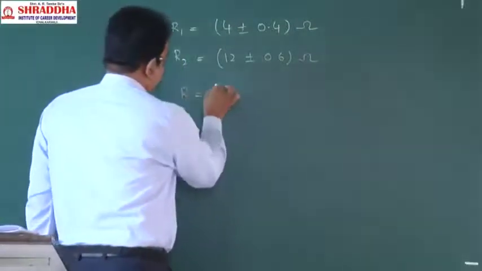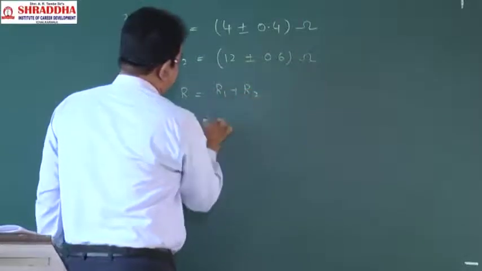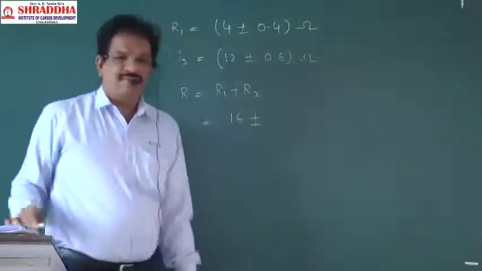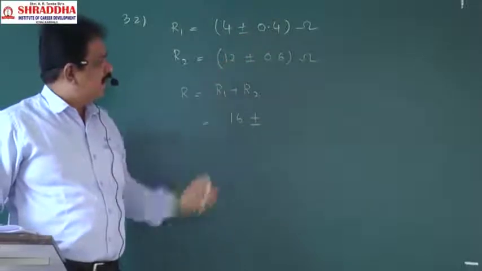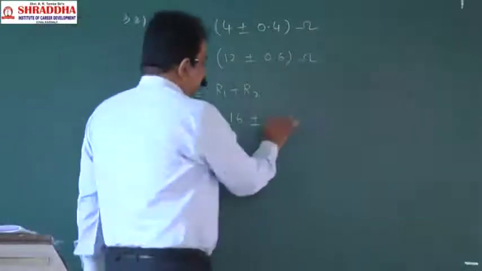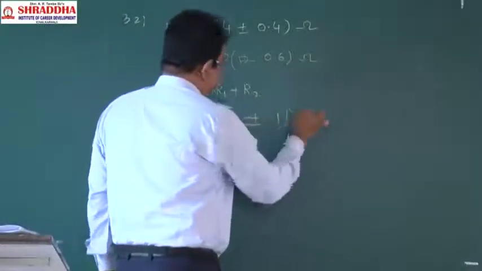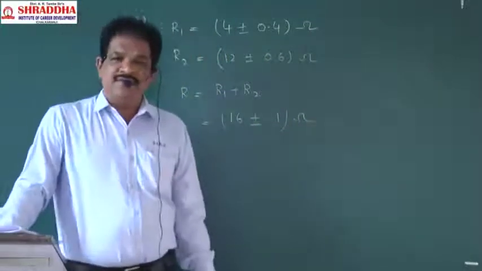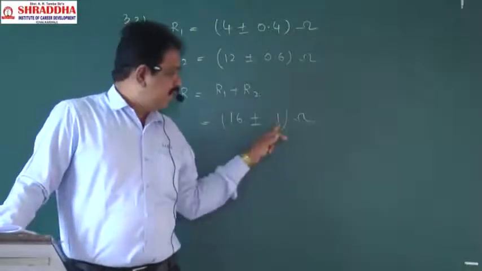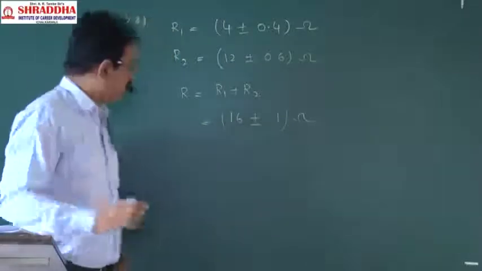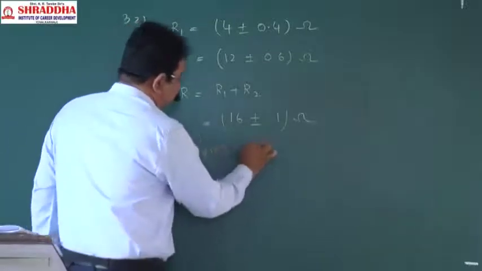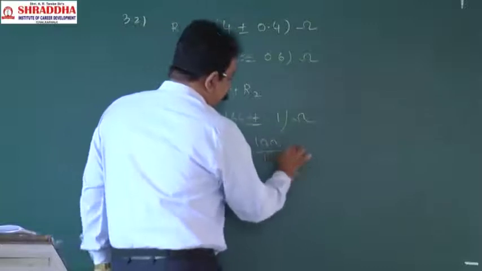R value is equal to R1 plus R2. So 4 plus 12, this value will be 16. Plus errors you have to add: 0.4 plus 0.6, that value is equal to 1. So 16 plus or minus 1 ohm. But answer they gave in terms of percentage. 1 is how much percentage of 16, you calculate. 1 by 16 into 100. This is 100 by 16.